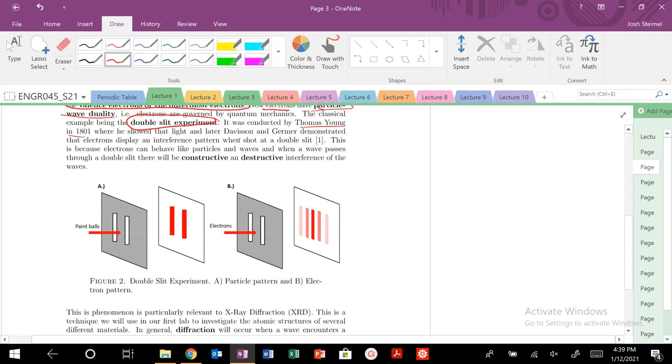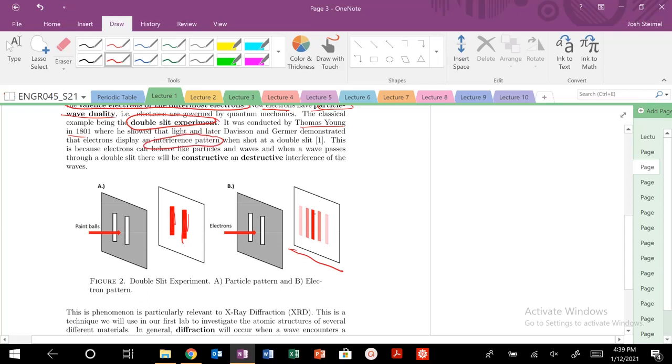So you can imagine this. If I have paintballs and I shoot them through this grating here, the pattern that's going to show on the wall behind is just going to go through the grating and color here. But when you shoot electrons, which have this particle-wave duality, you get this very interesting pattern here that's called an interference pattern.